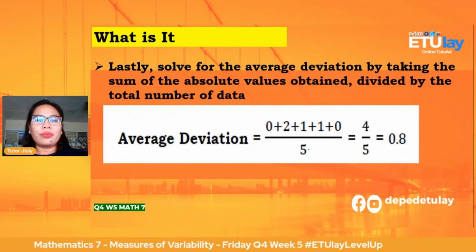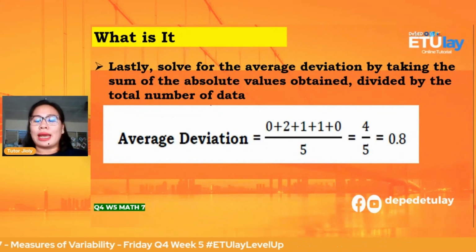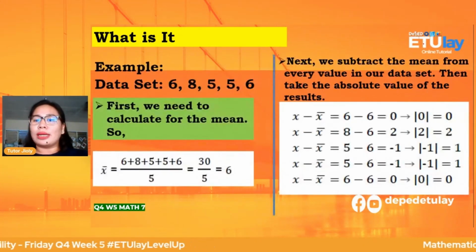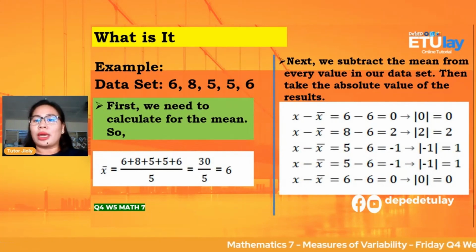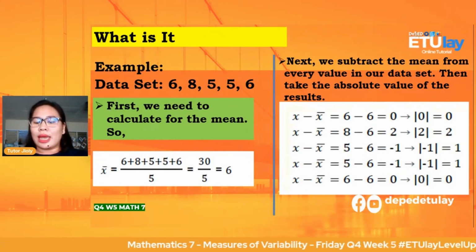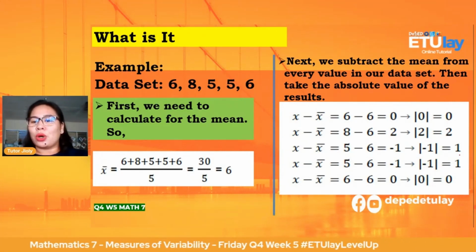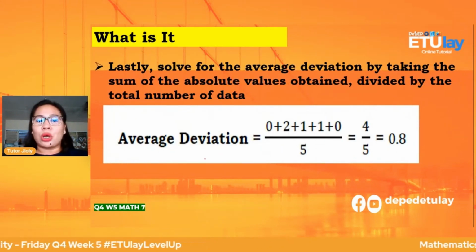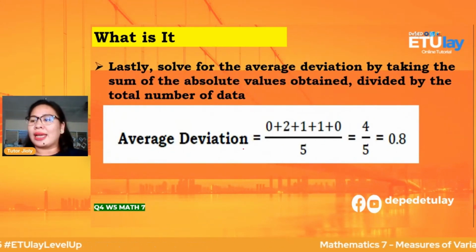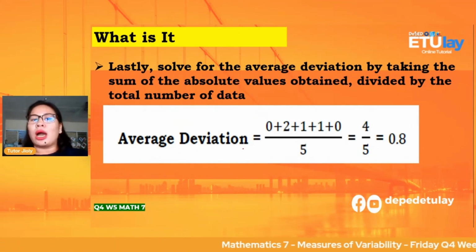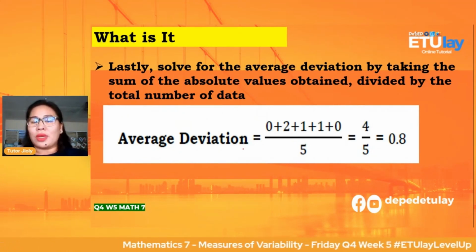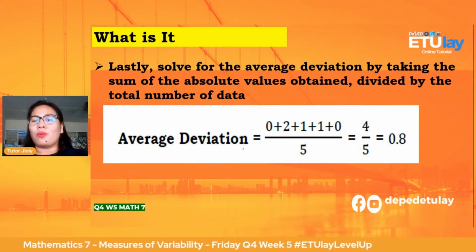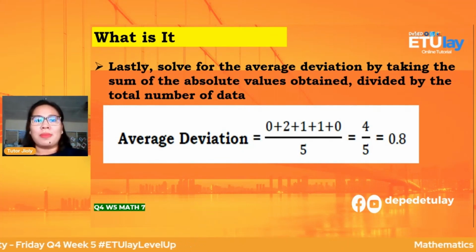Now, after nakuha na natin yung result, ang absolute value, sinubtract natin yung mean. Kasi yun po, ang result po dito mga anak, yun po yung gagamitin natin to solve the average deviation. Again, kasi wala po tayong sagot na negative. It should be always our answer is positive. So kinuha natin yung absolute value para maging positive.